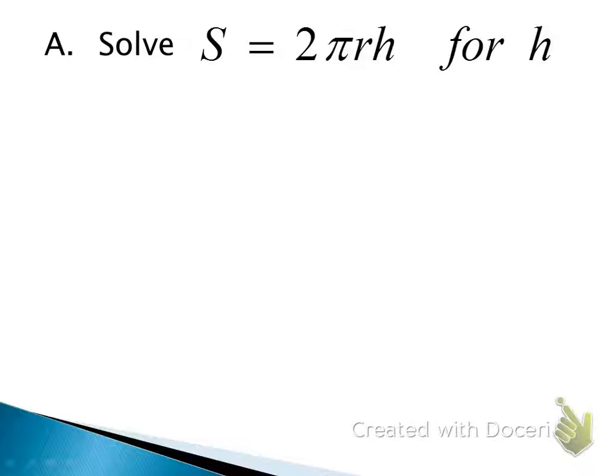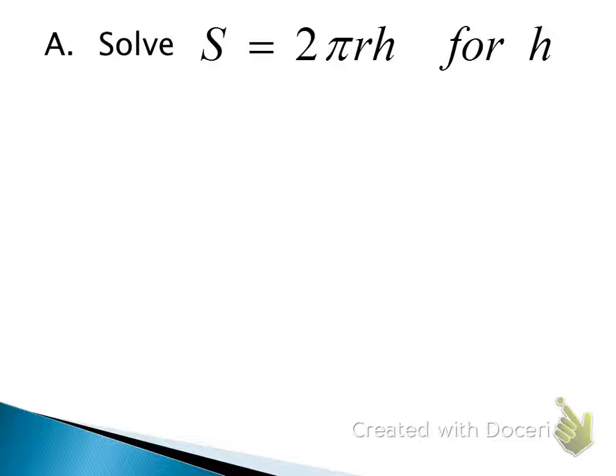All right, sounds good. So here's what the questions are going to look like today. And I'll give you a second to write this one down. It says solve, and then it will have a formula for you. So here it's S equals 2 times pi times r times h. And it says solve for h. So we want to isolate the h. We want to get everything away from the h.